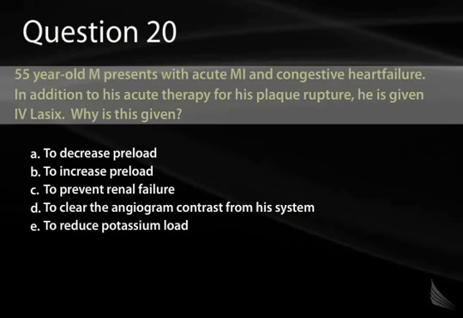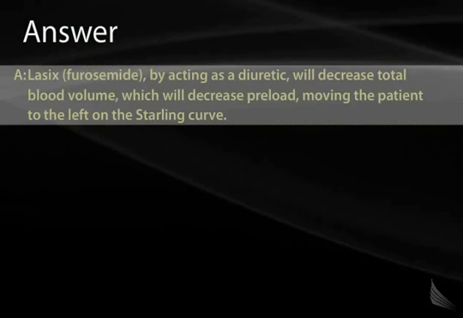Question 20. A 55-year-old man presents with an acute myocardial infarction and congestive heart failure. In addition to his acute therapy for the plaque rupture, he's given intravenous Lasix or furosemide. Why is this given? A, to decrease preload, B, to increase preload, C, to prevent renal failure, D, to clear the angiogram contrast from his system, or E, to reduce potassium load. So the answer here is to decrease preload.